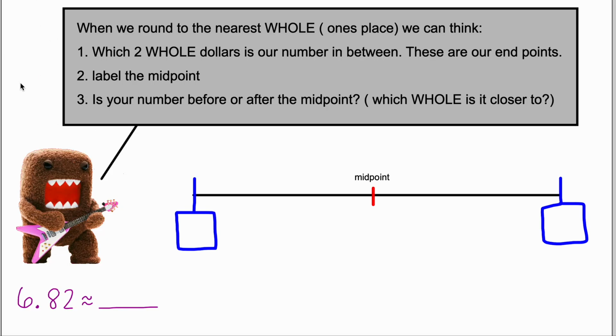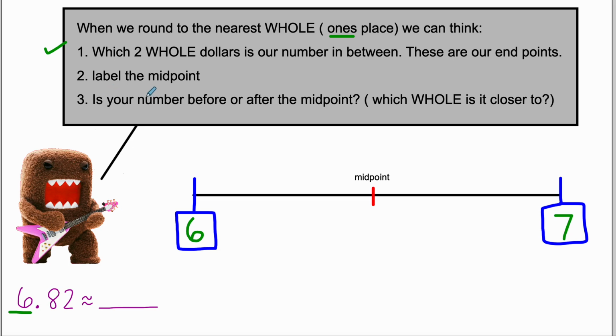So Domo says when we round to the nearest whole, the ones place, we can think which two whole dollars is our number in between. These will become our endpoints. So let's look at the number we're asked to round, 6 and 82 hundredths. We want to round to the ones place, so I'm going to start in the biggest place value and stop in the ones place. Oh, look, it's just one digit, the 6. 6 wholes, 6 whole dollars. That will become one of my endpoints. And since we're rounding to the ones, I'm going to add one more dollar to 6, and I get 7. So those are our endpoints. Check, we did it, yay!